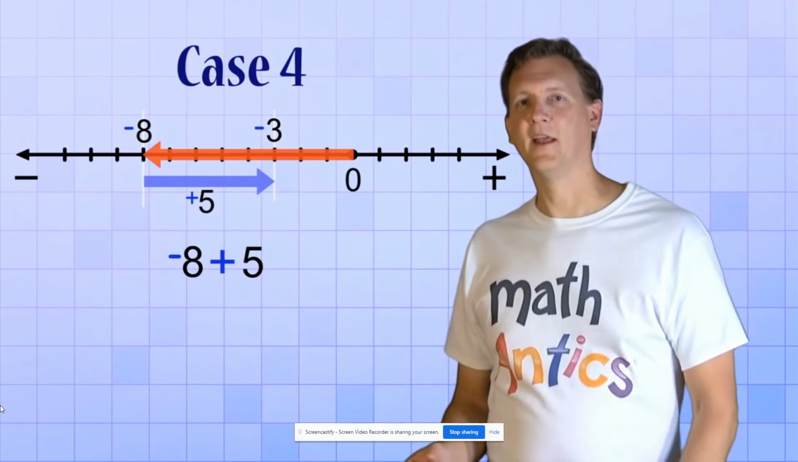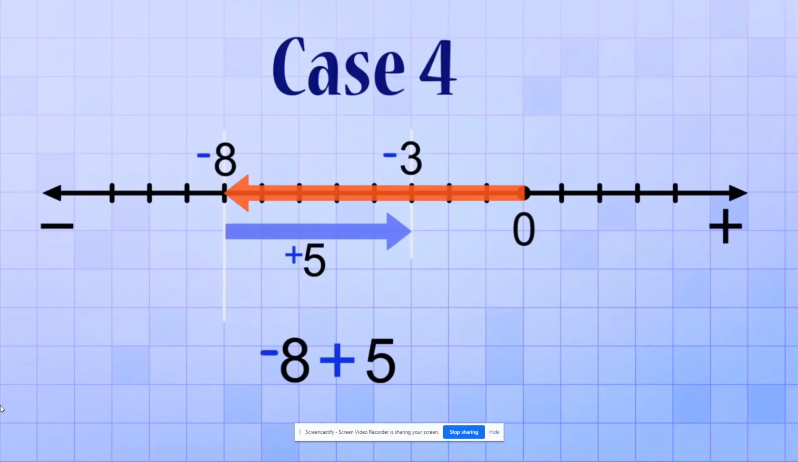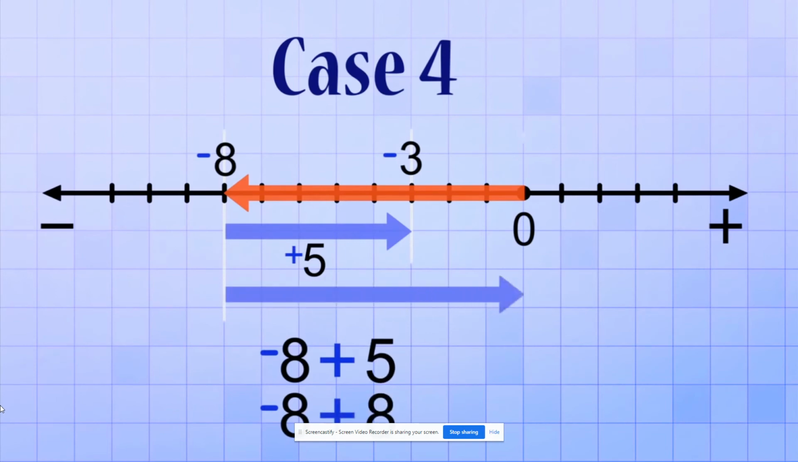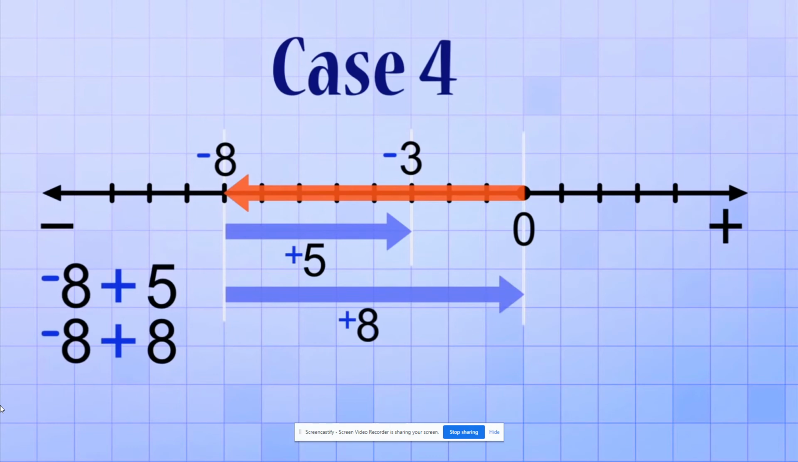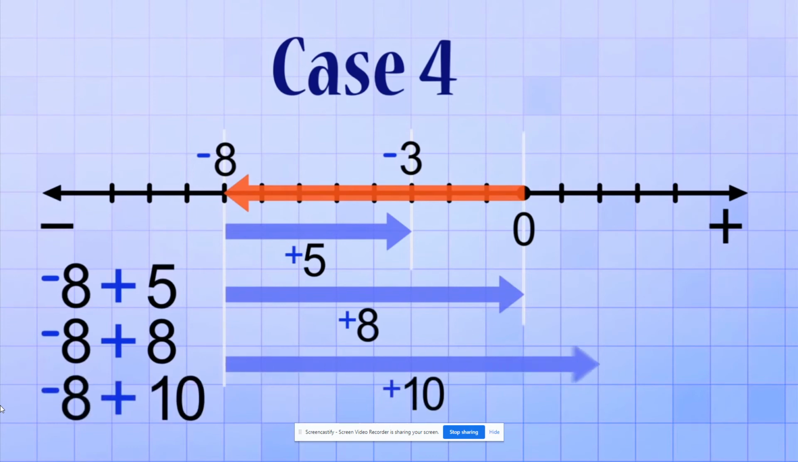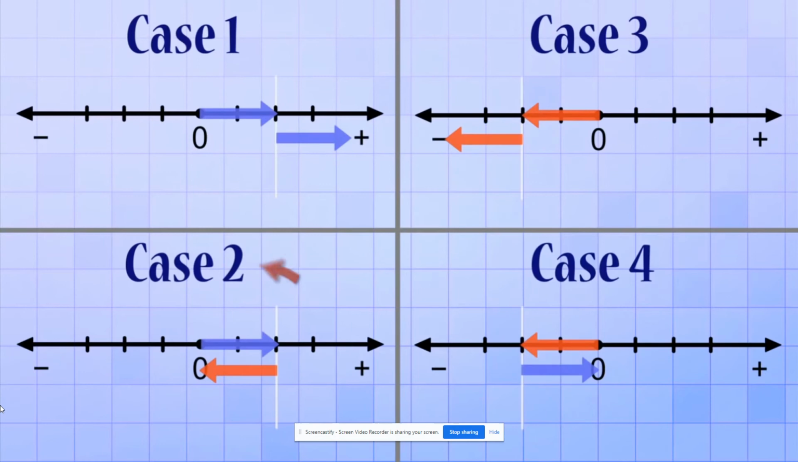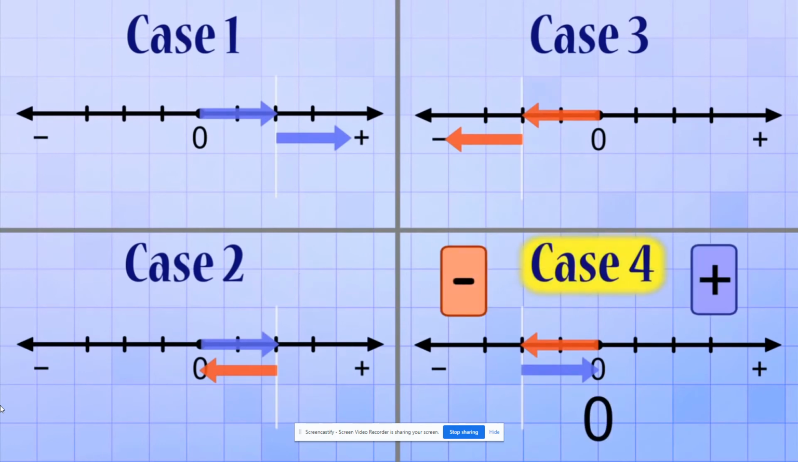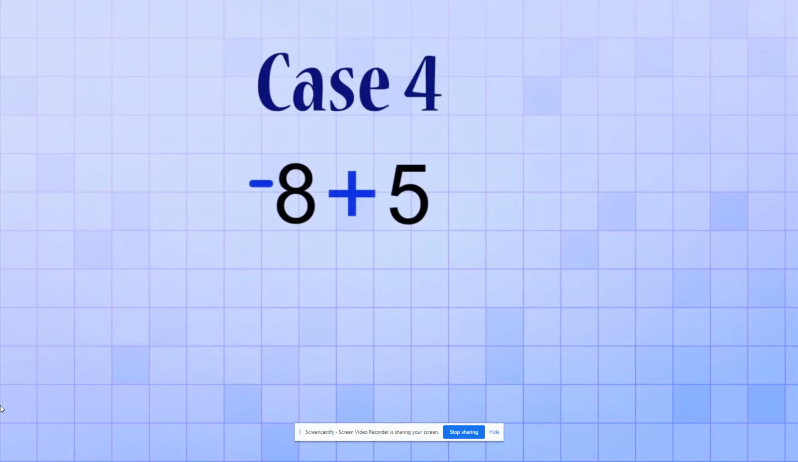Imagine what would happen if you made it even more positive. You could add 8 instead of 5, and that would move you all the way up to 0. And if you added even more, like negative 8 plus 10, that would take you to the positive side of the number line and give you the answer of positive 2. So just like in case 2, the answer here can be positive, negative, or even 0, depending on the numbers you're adding. And just like before, there's another way this type of problem can be written.